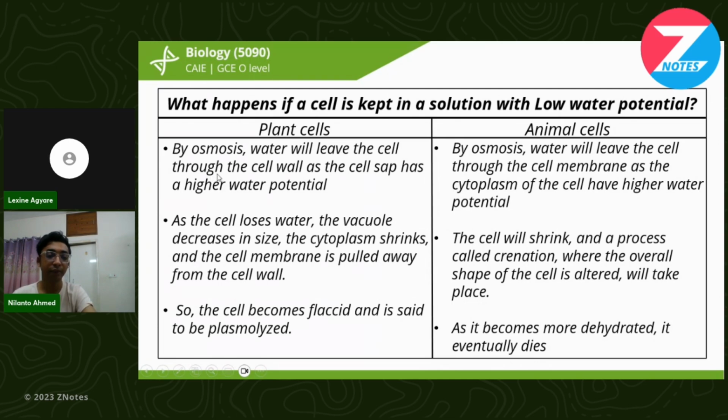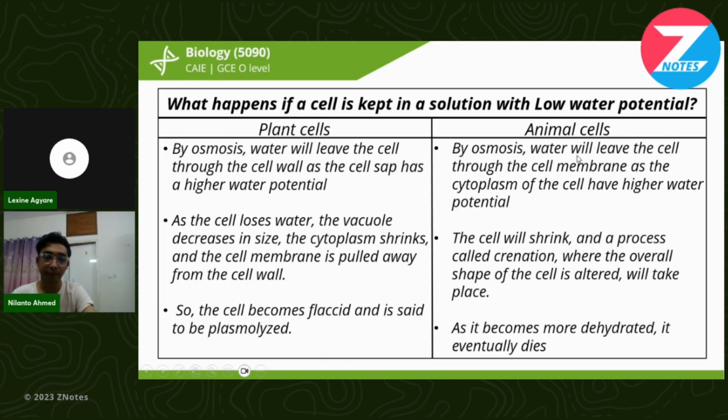In practicals, if you see a plant cell under a microscope which has been placed in a concentrated salt solution, you will eventually see bubble-like things inside the cell. Those indicate that the cell membrane has been pulled away from the cell wall. So the cell eventually becomes flaccid and is said to be plasmolysed. Flaccid means it is now weak and not turgid anymore.